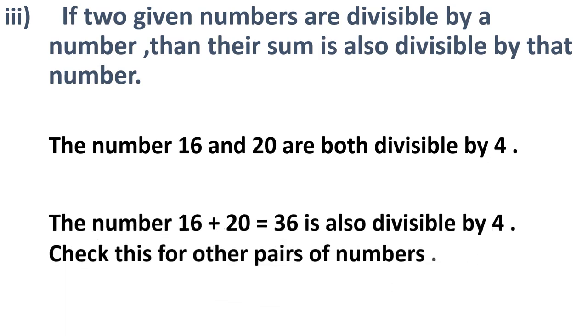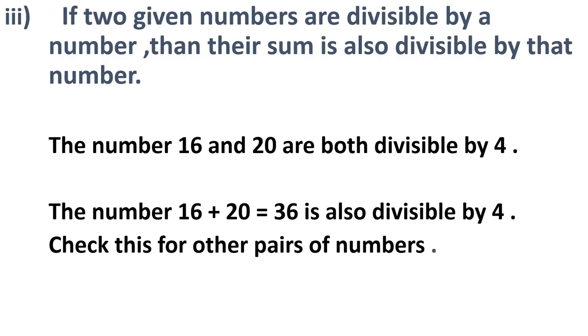Now add these two numbers. 16 plus 20 is 36. So 36 is also divisible by 4. Okay? You can check other pairs also. Take any two such numbers which are divisible by any one single number. Then find out the sum of both numbers and see whether the sum is divisible by that number or not.